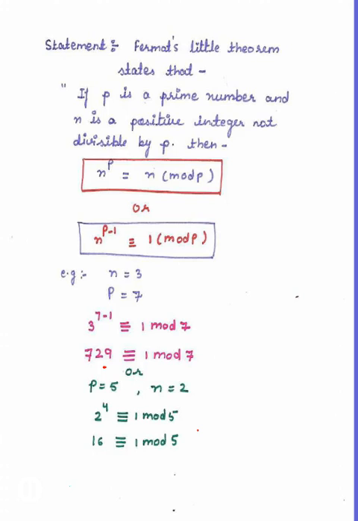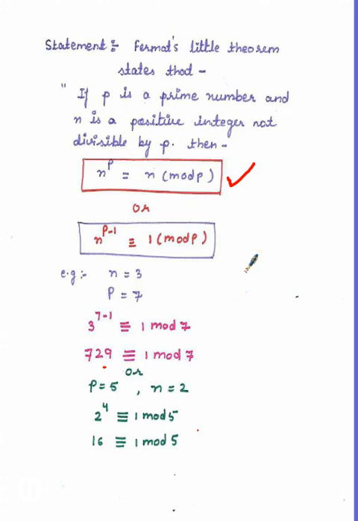Fermat's little theorem states that if P is a prime number and N is a positive integer not divisible by P. If I say N is a positive integer not divisible by P, it means N and P are relatively prime or co-prime. So in Fermat's little theorem, we have a prime number P and an integer N that is relatively prime to this number. Then N raised to the power P is congruent to N mod P, according to Fermat's little theorem.